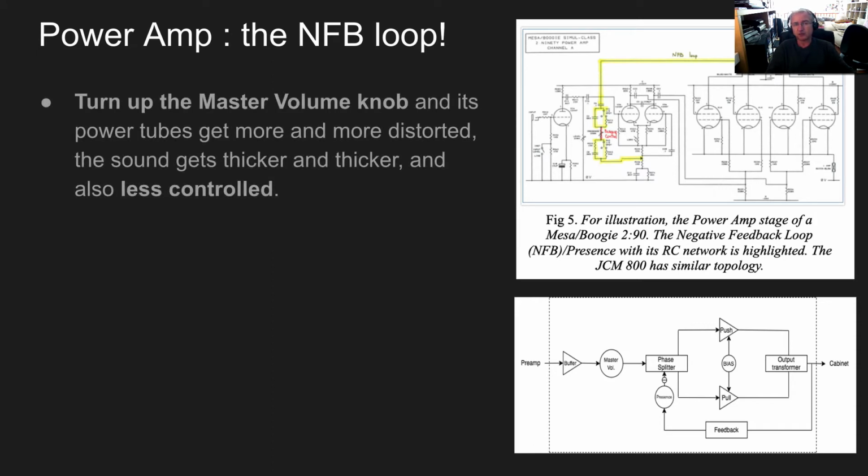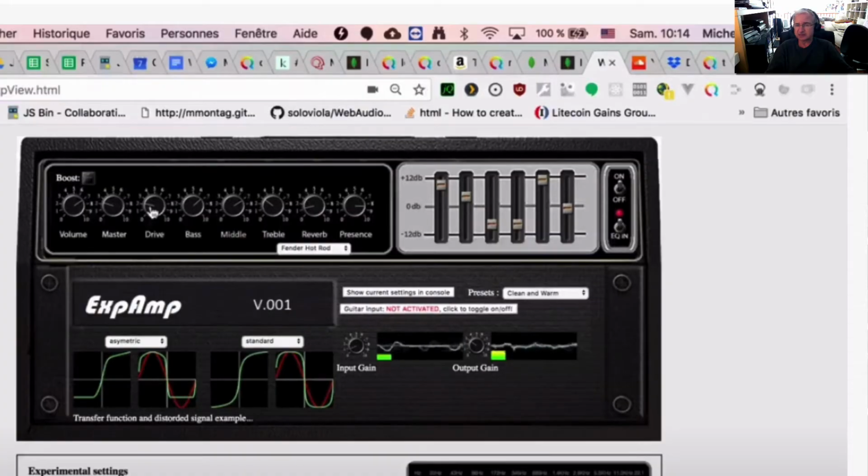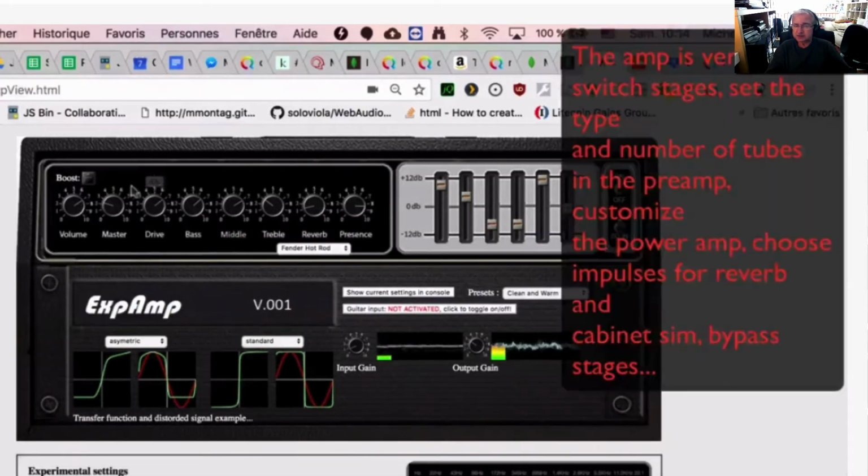So let's look a little bit in detail. When you turn up the master volume knob, this means that you are augmenting the gain at the input of the power amp stage, and the signal gets more and more distorted because the tubes will be overloaded. The sound gets thicker and thicker, and this is how you can get fat sounds, high gain sounds, muddy sounds that you can find in classic rock or in metal, for example.